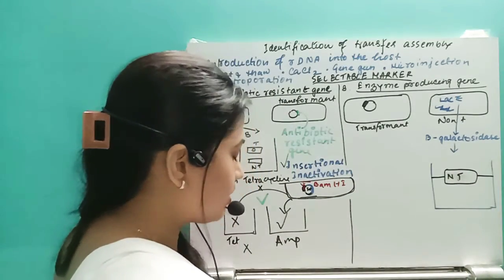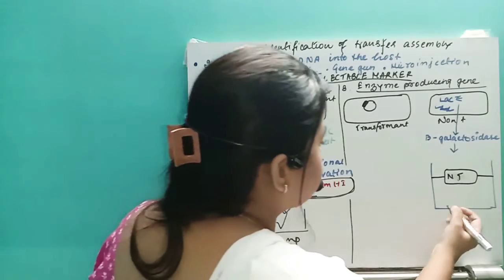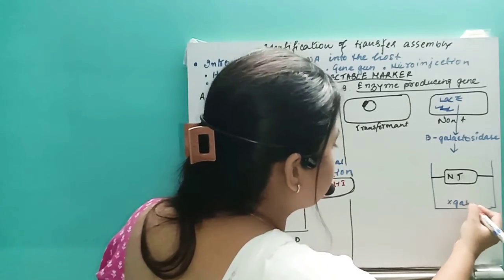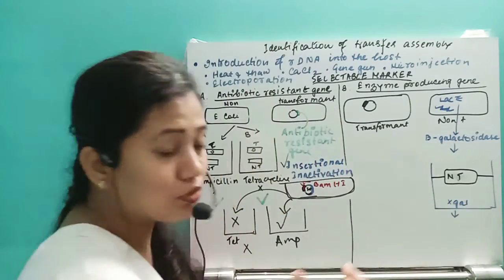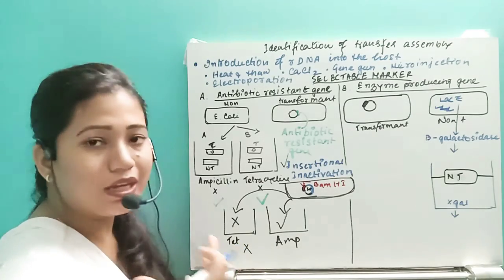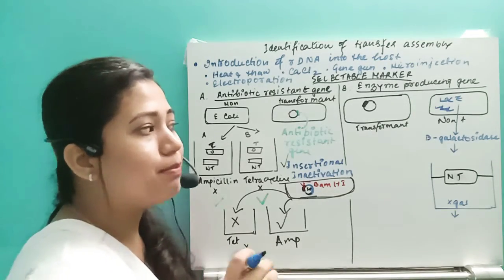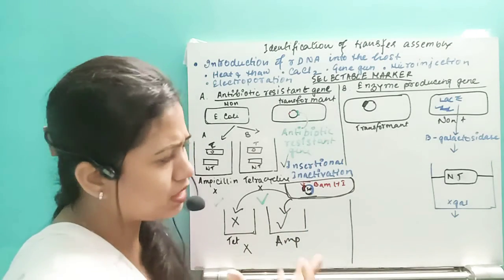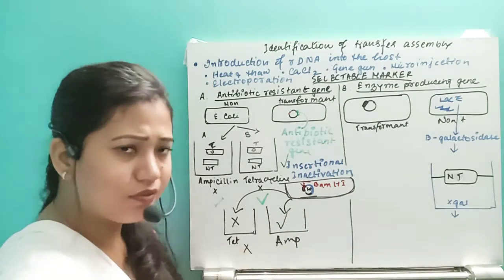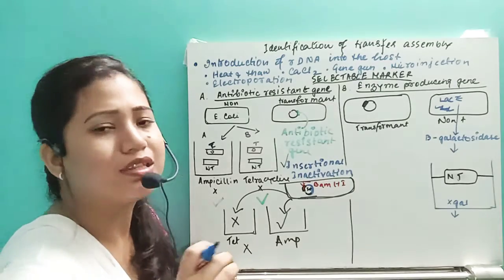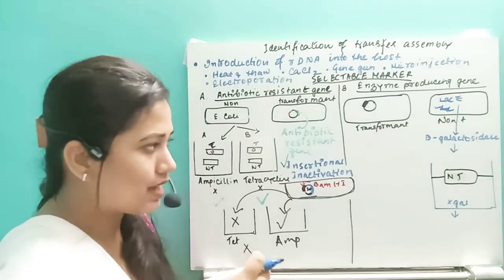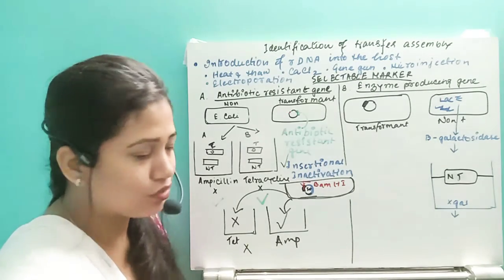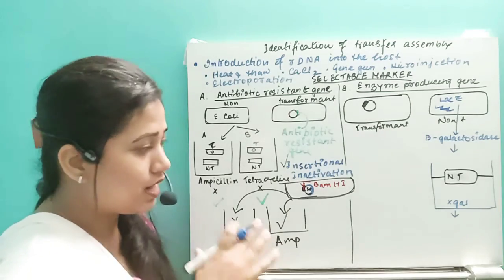The medium is X-gal. X-gal is actually one chromogenic substance, a liquid, acted on by beta-galactosidase, because they have the lacZ gene. The non-transformant naturally has its genetic material where the lacZ gene is there. The lacZ gene will produce beta-galactosidase, the protein, the enzyme.